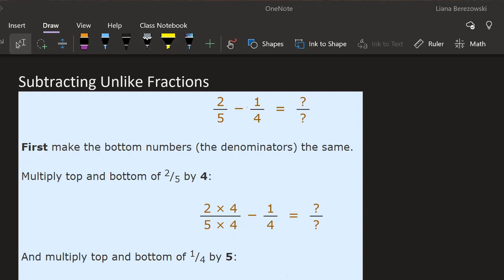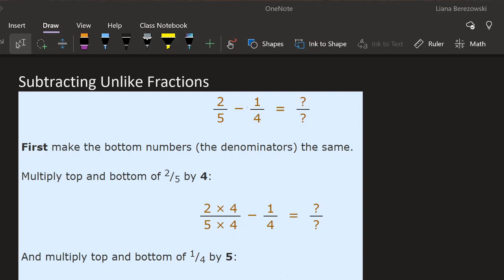The first thing we went over was adding and subtracting like fractions, which is actually really simple. Remember our definition: like fractions are any fractions that have the same denominator. Remember, the denominator is our bottom number. So if the bottom numbers of your fractions are the same, they're like fractions. When it comes to adding or subtracting them, it's really simple. You keep the denominator the same.